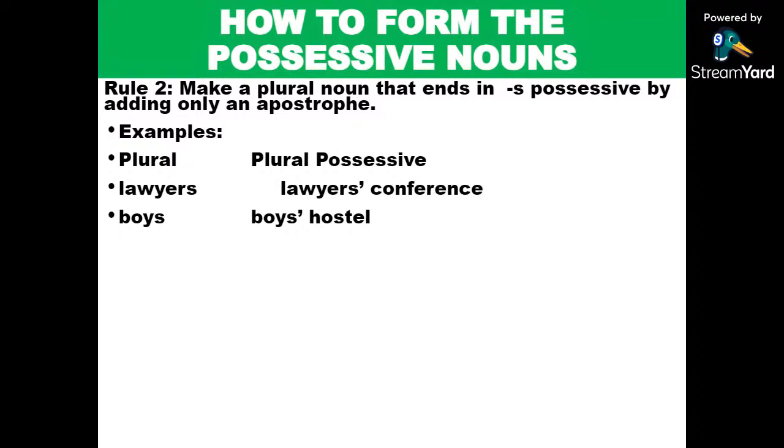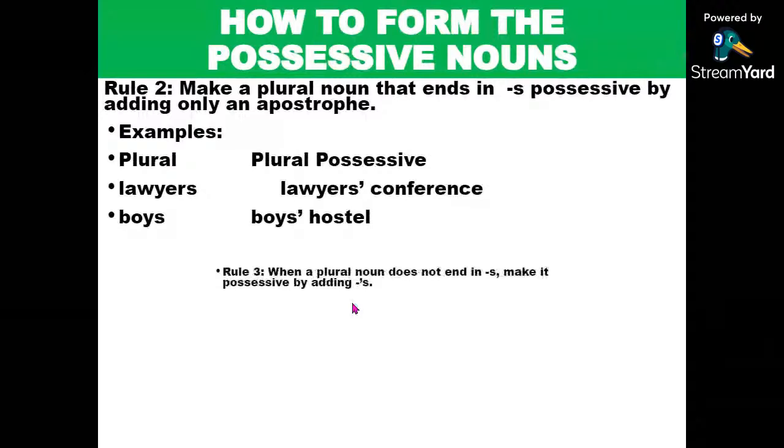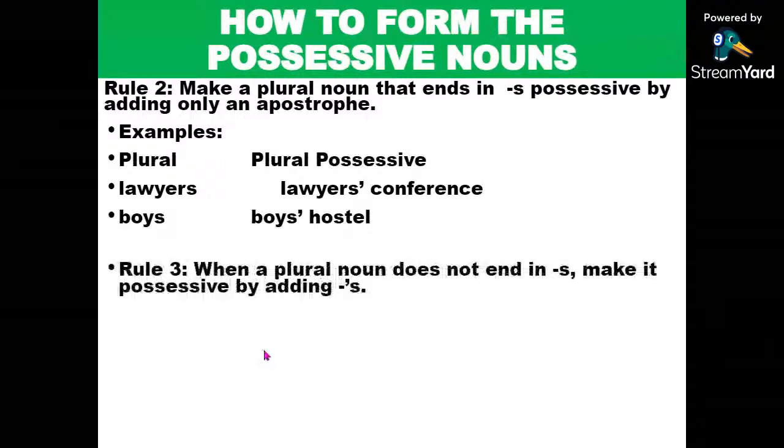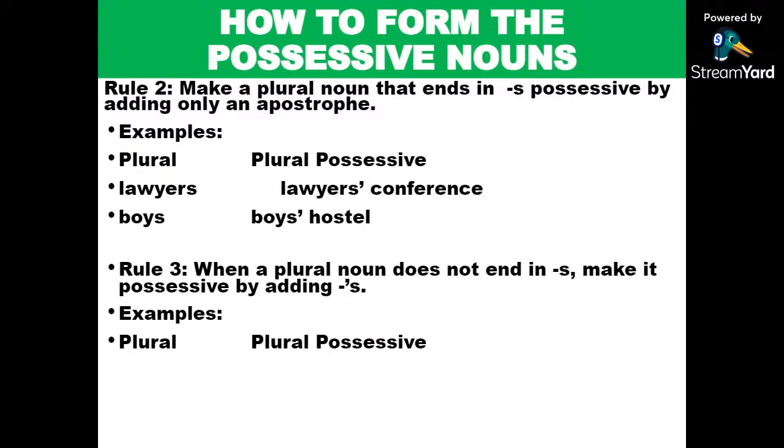Okay, so now rule number 3, when a plural noun does not end in s, make it possessive by adding apostrophe and s. For example, you have a word like women. Women is already the plural form of woman, but because it does not end in s, then we can add apostrophe and s, and we make it possessive.